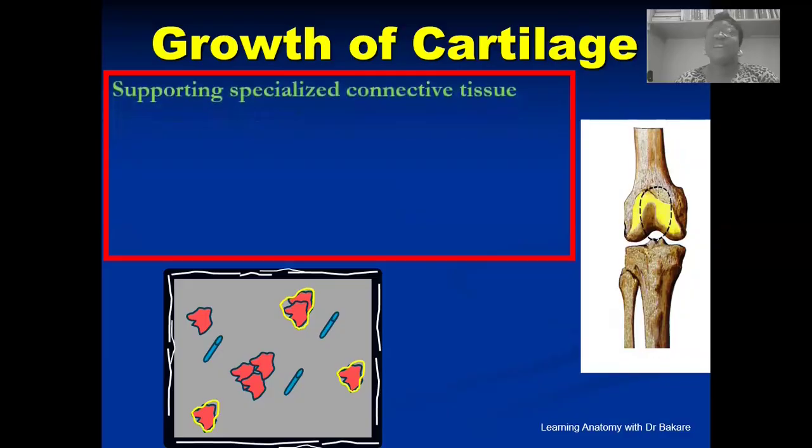Cartilage is classified as a specialized type of connective tissue, and it is specifically classified as a supporting type of specialized connective tissue. It is specialized because it contains distinct cells and also distinct extracellular matrix, and this is peculiar to just the cartilage. It cannot be seen in other types of connective tissue, and this is why it is a specialized type of connective tissue. And it is supporting because it exerts supporting functions.